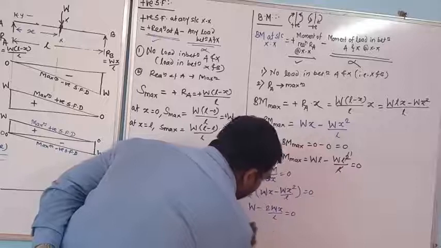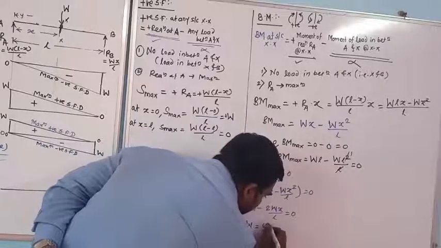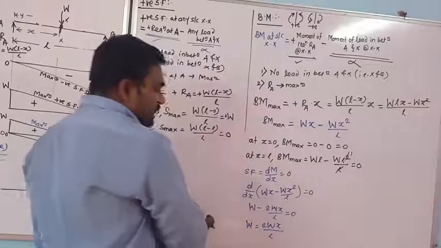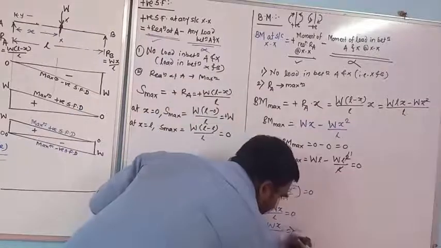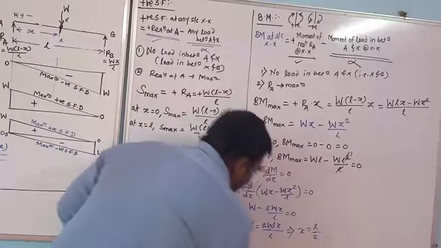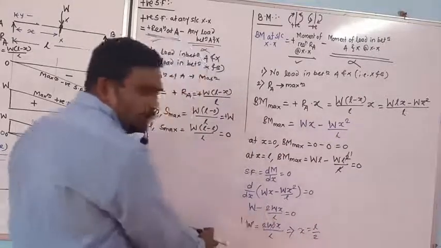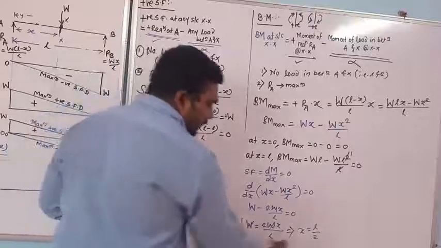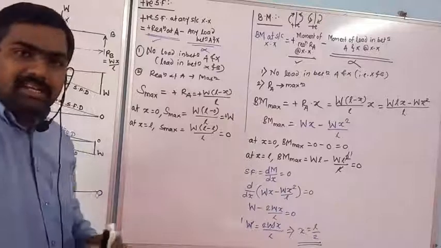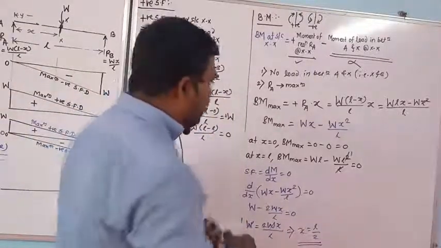So what it comes to, okay, I will do it step by step. W is equal to 2WX divided by L here. So let us transfer to this side. It comes as x is equal to L by 2, since this W gets cancelled, it is left with 1. L comes to the numerator and W goes to the denominator, so 2 goes to the denominator. Hence, I will get x as L by 2. It means that the maximum bending moment will occur at the mid span, that is at L by 2.